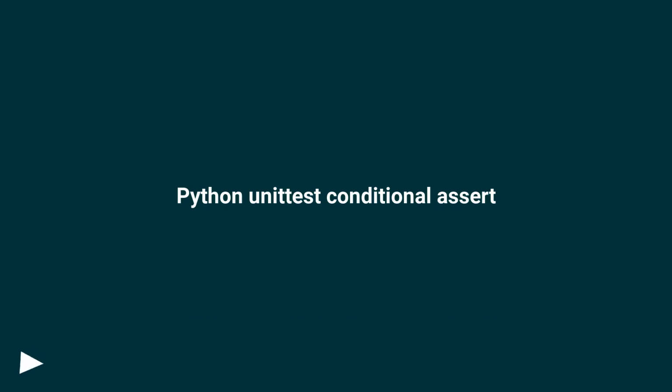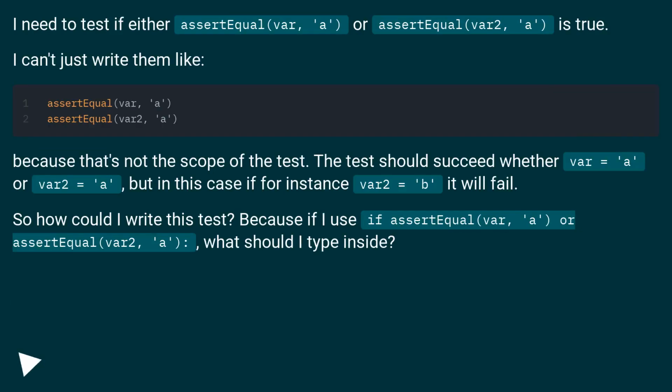Python unittest conditional assert. I need to test if either assertEqual(var, a) or assertEqual(var2, a) is true. I can't just write them like that, because that's not the scope of the test.